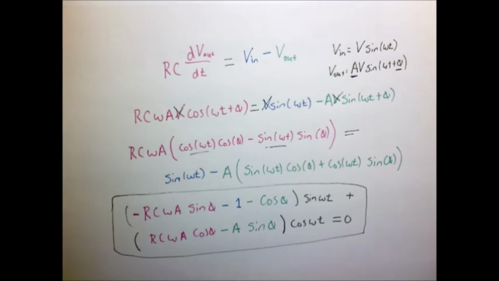When I refactor that equation and group all the terms of sine omega t and all the terms of cosine omega t together, in order for this equation to be true at all times, this factor here in parentheses must equal zero, and this factor here in parentheses must equal zero. And so those will be the two equations that give us our relationship for the amplitude and phase. So now let's figure out what those are.